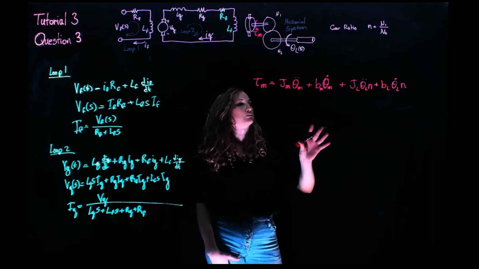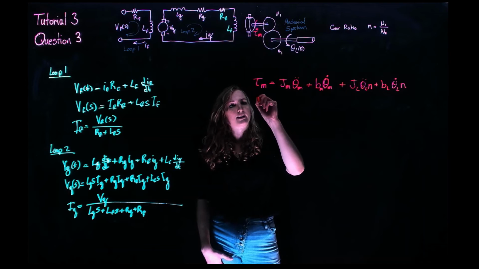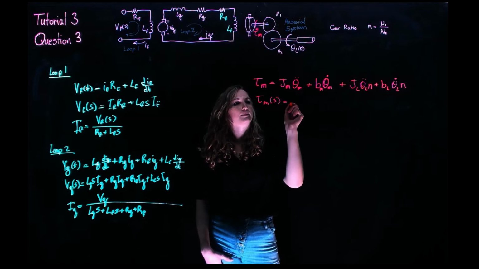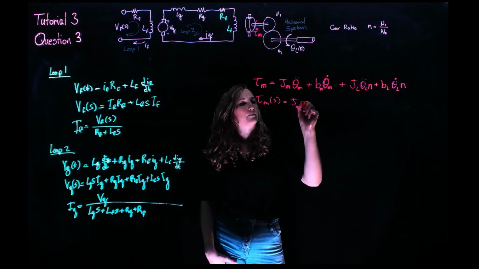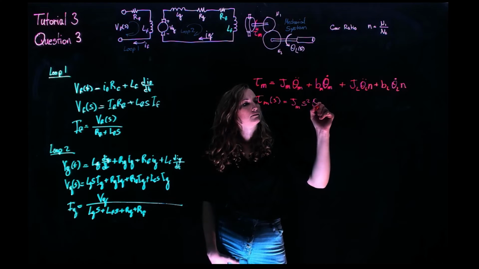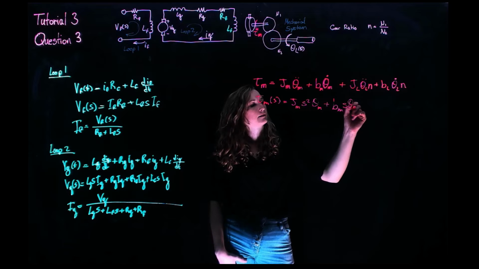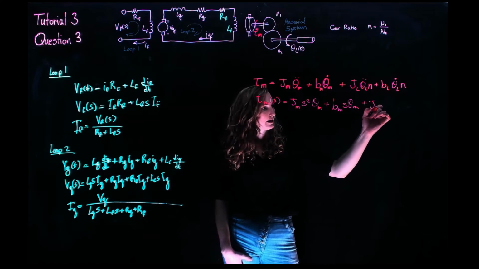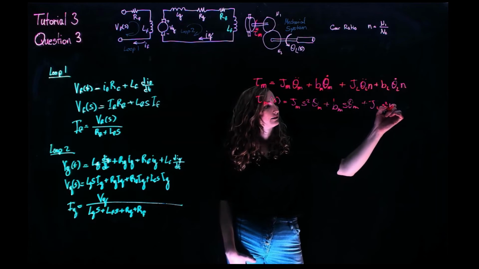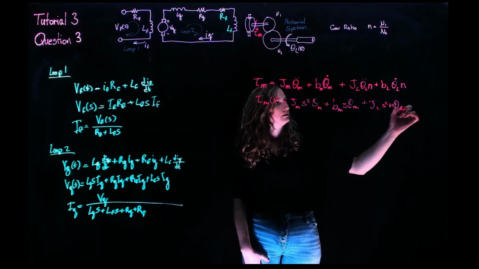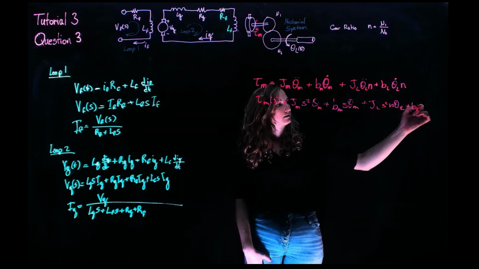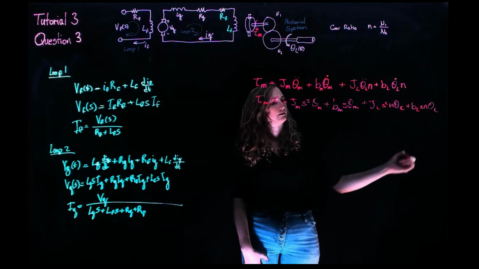Next thing to do is we're going to take the Laplace transform. So we get tau m in the s domain is equal to J m s squared theta m plus B m s theta m plus J L s squared N theta L plus B L s N theta L.